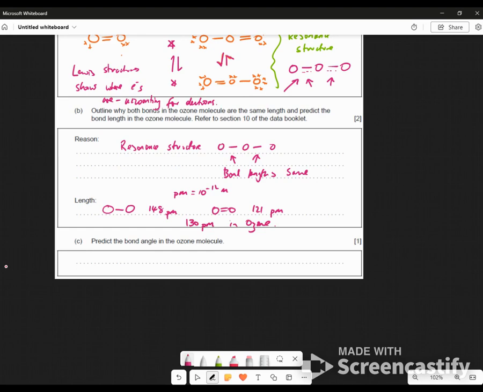Predict the bond angle. Well, it's going to look something like this, isn't it? It's going to be like that. And as we say in chemistry, it has 3 electron domains. So the electron geometry is going to be planar, isn't it? It's going to be trigonal planar, which is kind of that shape.